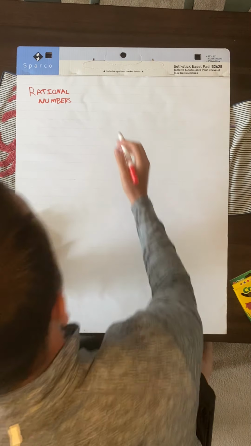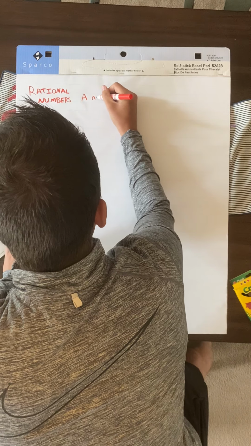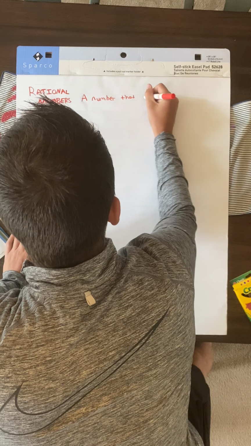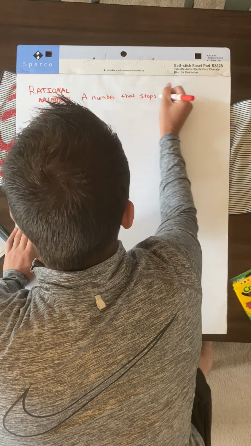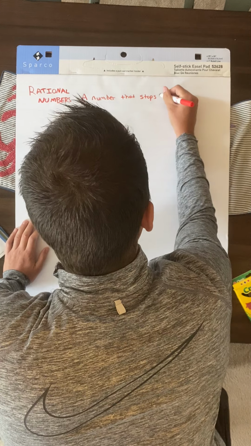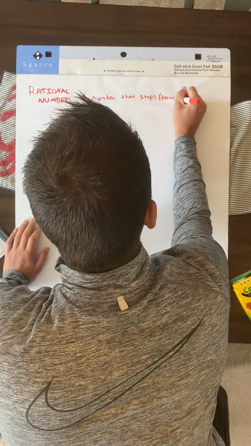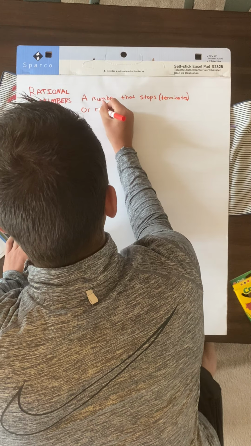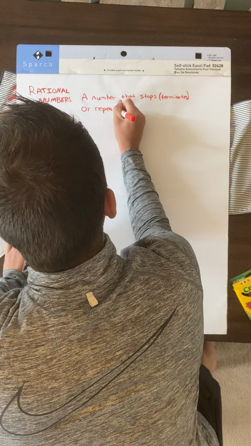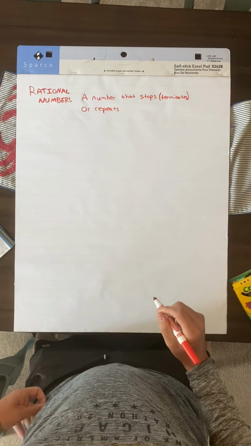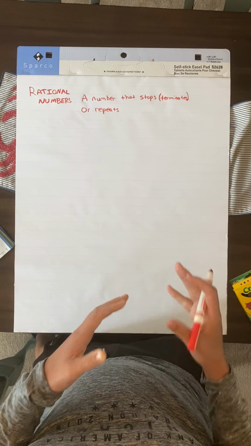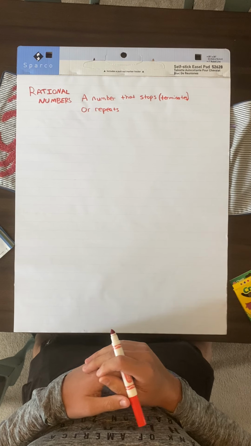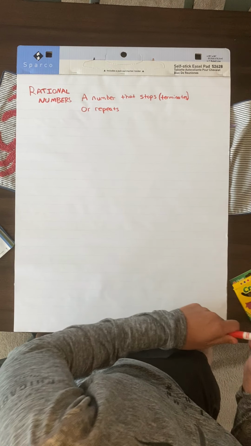Okay, a rational number is going to be a number that stops. Another word for stops is we say terminates. Or repeats. An example of a rational number would be any number that stops or repeats. Does anybody have an example they would like to share with us? Good.